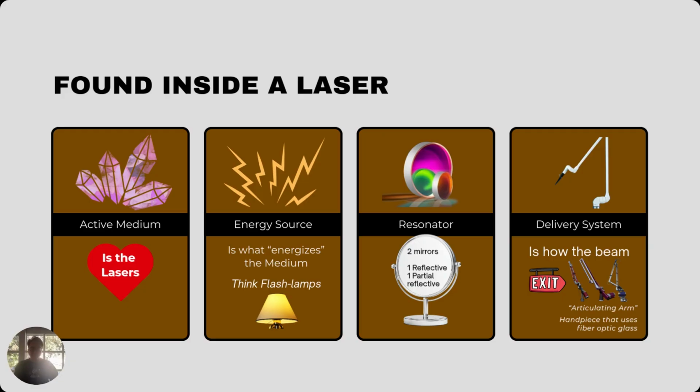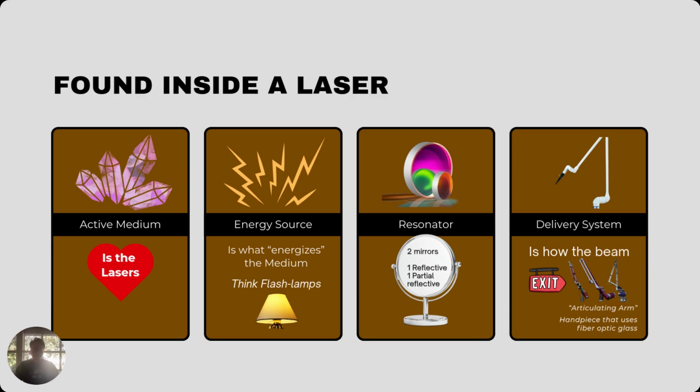The resonator consists of two mirrors, one fully reflective, 100%, and the other partially reflective, wherein it allows the light to pass 5% of the time.